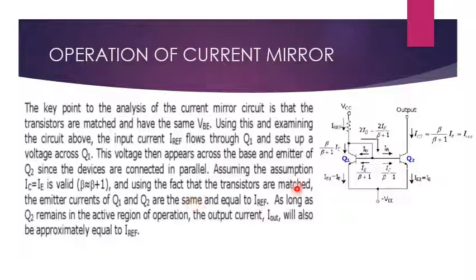Clear? So the transistors are matched and the emitter currents of Q1 and Q2 are the same and equal to I reference, because these two are tied together. So these two are equal to I reference. Why is it I reference? See, the same current is flowing from your input to output. Right, now that is what we will see by the current calculation, or current relationship, I can better say.